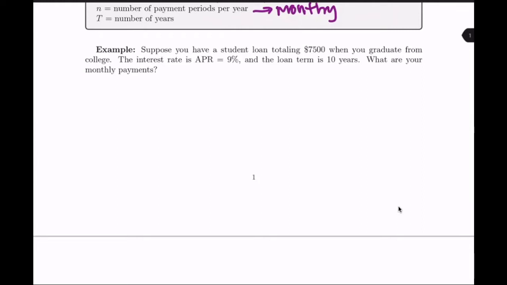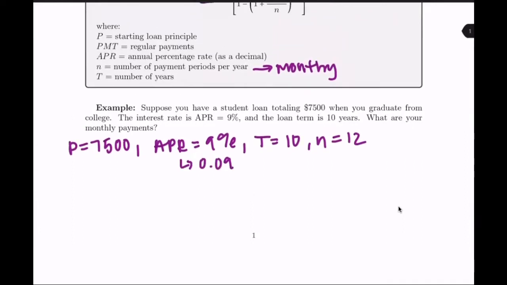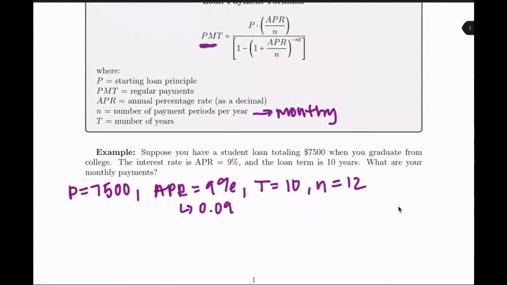So again, I'm going to start this off by setting up what the letters are going to be. So the $7,500 is going to be our principal. The APR is going to be 9%. The time is going to be 10 years. And our N is going to be 12. And then also remember, when we're doing APR, we're going to change that percentage into a decimal. So we have 0.09. So now I'm just going to go ahead and fill in from this formula.